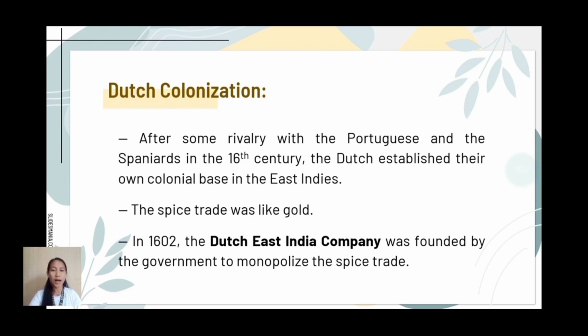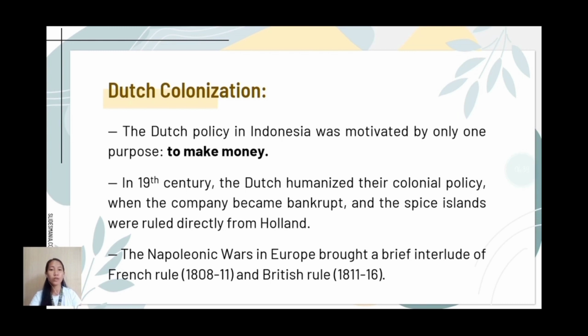They captured Jakarta, which is also known as Batavia, in 1619 and made it the capital of the Netherlands East Indies. The Dutch beat the Portuguese and Spanish, although these two came earlier, because they had more money and business savvy, and they were also ruthless. So the Dutch policy in Indonesia was motivated by only one purpose, which is to make money. They saw nothing wrong with maltreating or exploiting the natives.